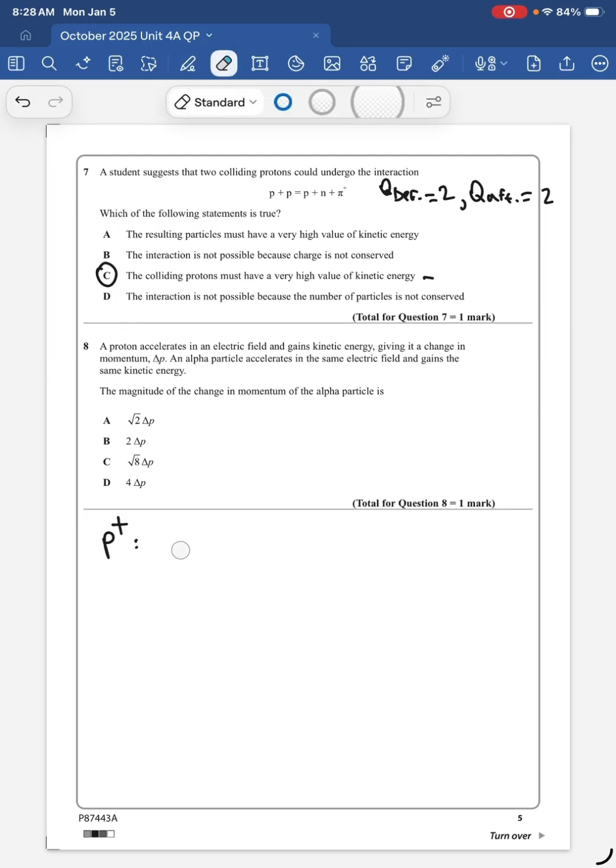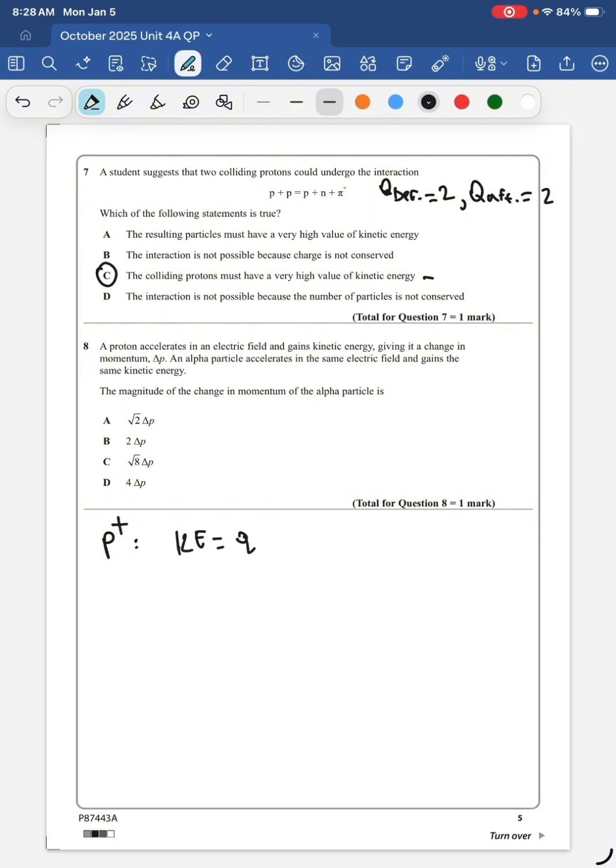the kinetic energy gained by the proton is, let me write it this way, Q times E, where E is the electric field, and Q is simply e, lowercase e. So the kinetic energy is e times E. But for the alpha particle, the kinetic energy is going to be 2 times e times E, because it has 2 protons. So what's the change in momentum? Just twice the change in momentum of the proton, pretty much. So B. I hope this makes sense.